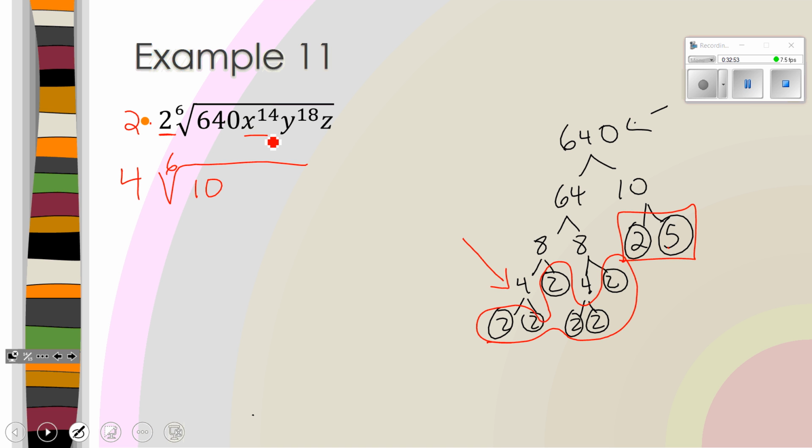So, how about x to the 14th? Is it perfect? Is it divisible by 6? No, so we've got to break it apart. What's the highest number divisible by 6 that's close to 14? X to the 12th, and what would be left over? X squared. How about y to the 18th? Is it perfect? Yeah, that one's divisible, so it comes down. How about z? You can't break it down. It's not perfect, so you're just going to have to leave z where it is.